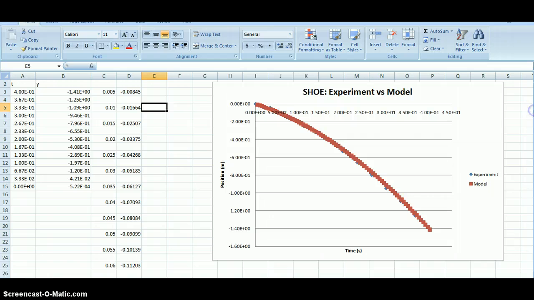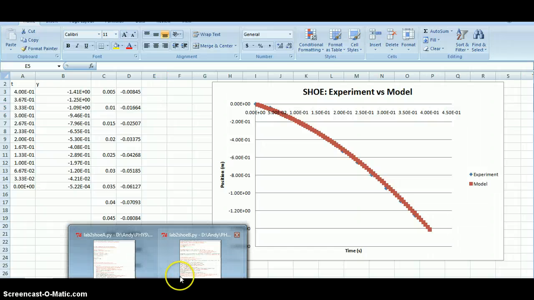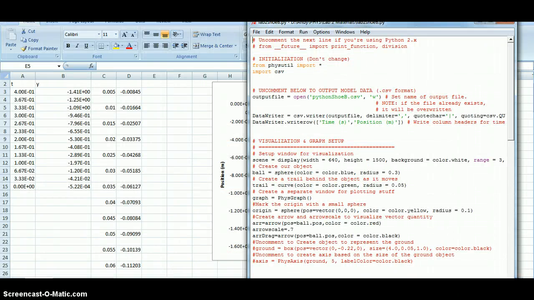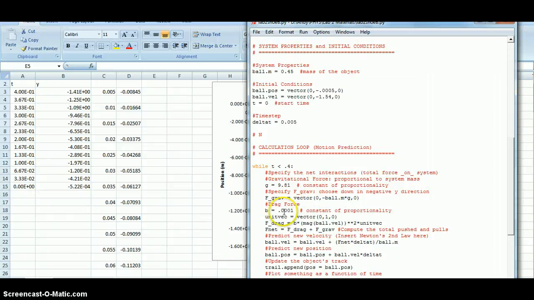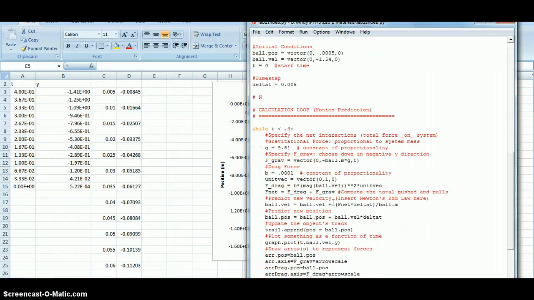And here on Excel, there actually is much better agreement between the experiment and the model without the drag. So obviously the shoe experienced much less drag force. However, to make it even more accurate, I did add a very little drag force in my Python model and found it to be around 0.0001. So obviously it's much smaller.